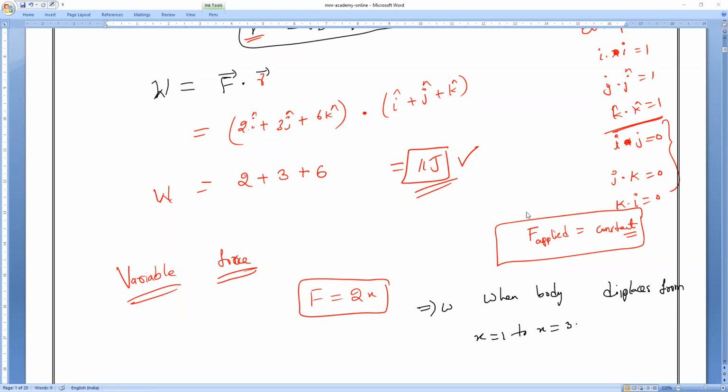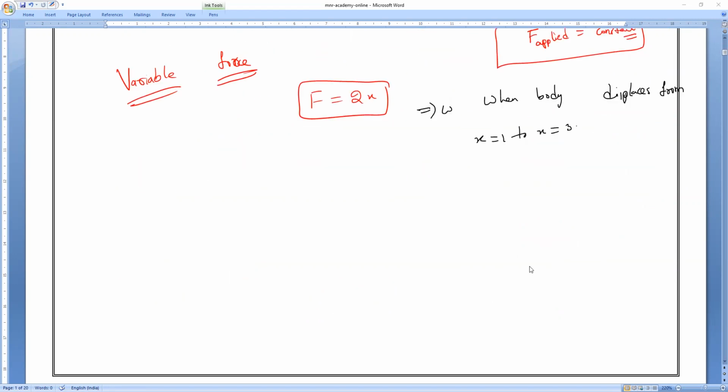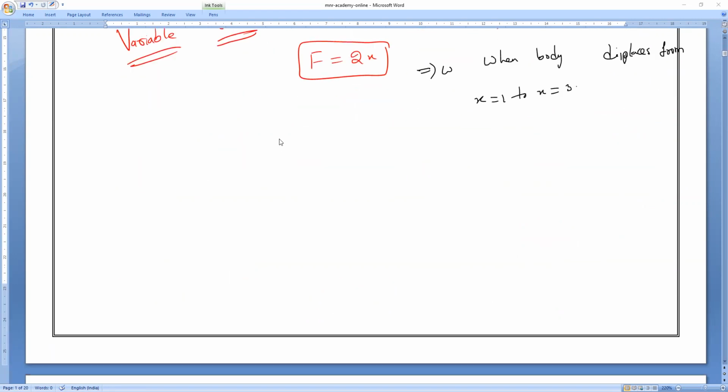So now we all know that work done by a constant force, we cannot use this formula here. So what is the formula for us? We all know that work done is equal to F into S into cos theta. Now, if you notice, in this formula F remains constant or variable? According to this formula, F remains constant.